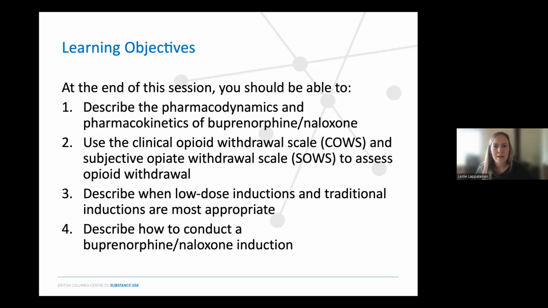And then we'll describe low dose inductions as well as traditional inductions, how to do each of these induction approaches, and how to decide when a low dose induction might be most appropriate versus a traditional induction. Just a note that the low dose induction is the same thing as a micro induction. The terminology in the literature is shifting towards the term low dose induction, but the two terms, micro induction and low dose induction, mean the same thing.